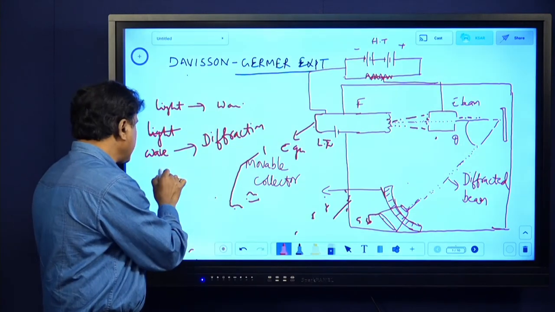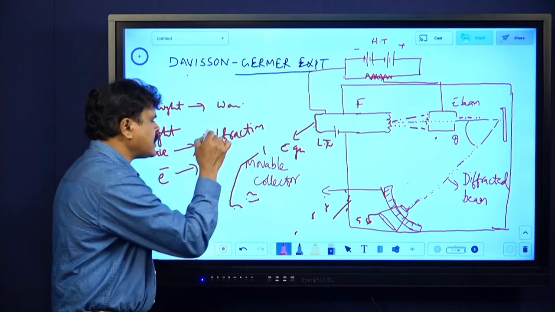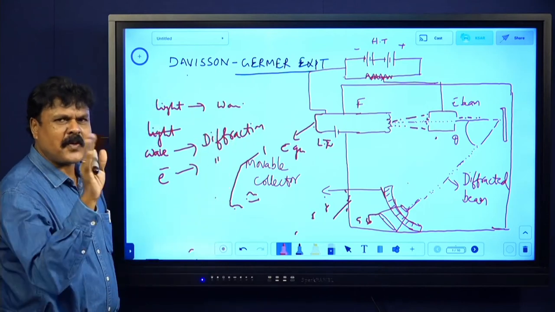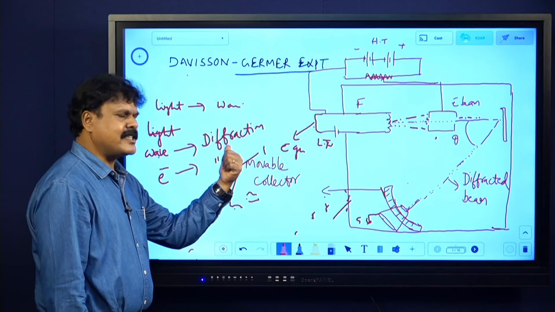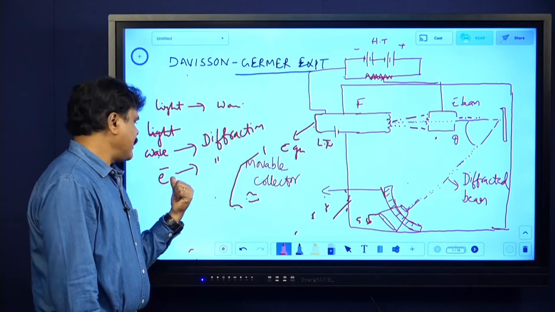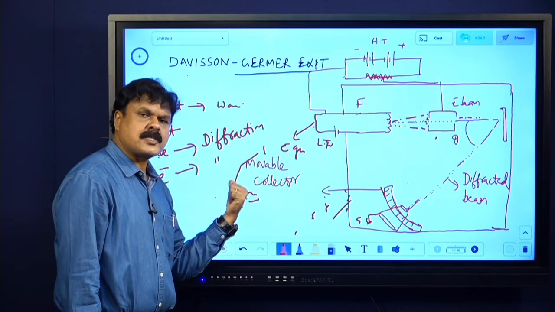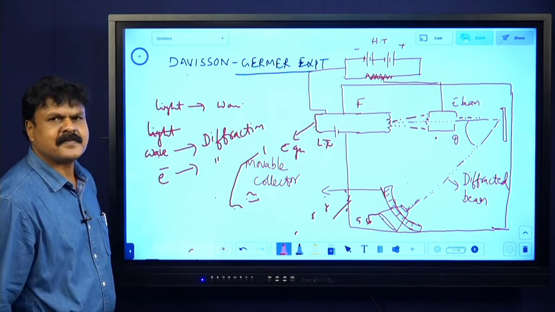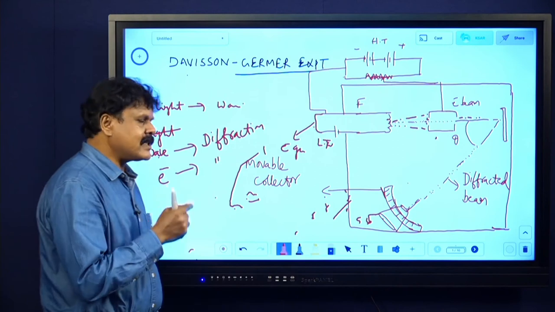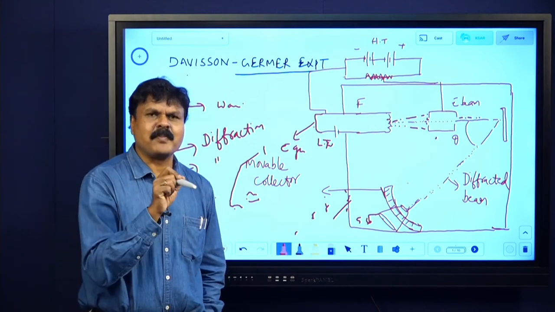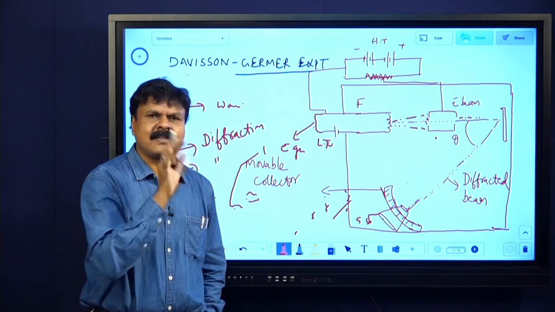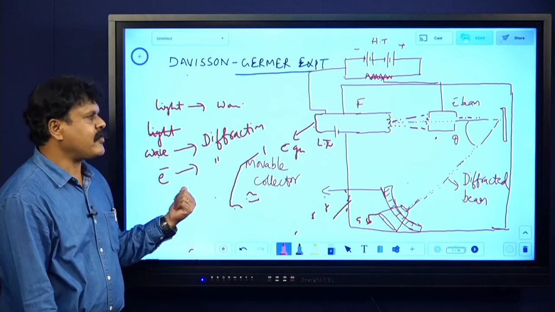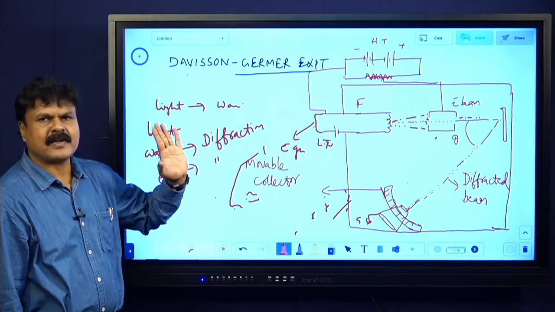Now I am showing that electrons are also exhibiting a diffraction pattern. Come and see how logical it is. Light exhibits diffraction, we know that. If I show that an electron beam also exhibits diffraction, that means electron has got wave nature. The proof for that is diffraction. If the electron beam exhibits diffraction, we can show that electron exhibits wave nature. For that they have done one experiment.